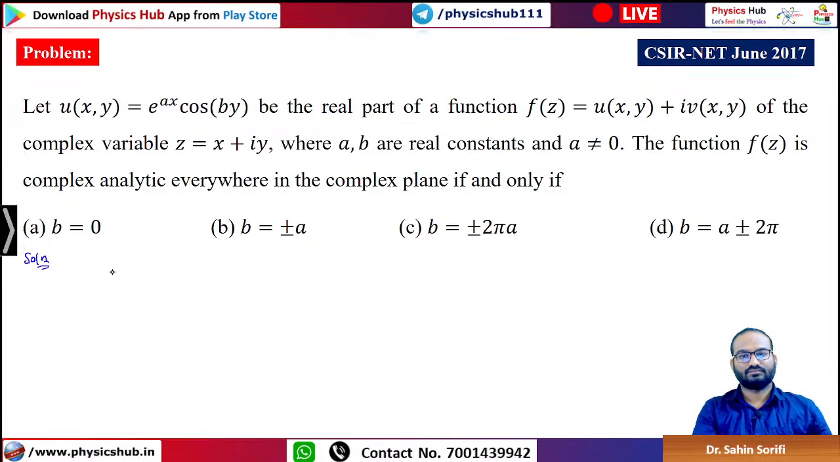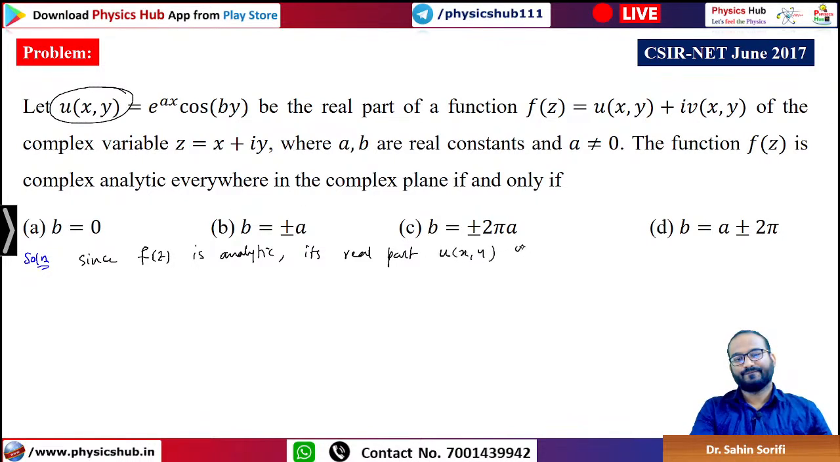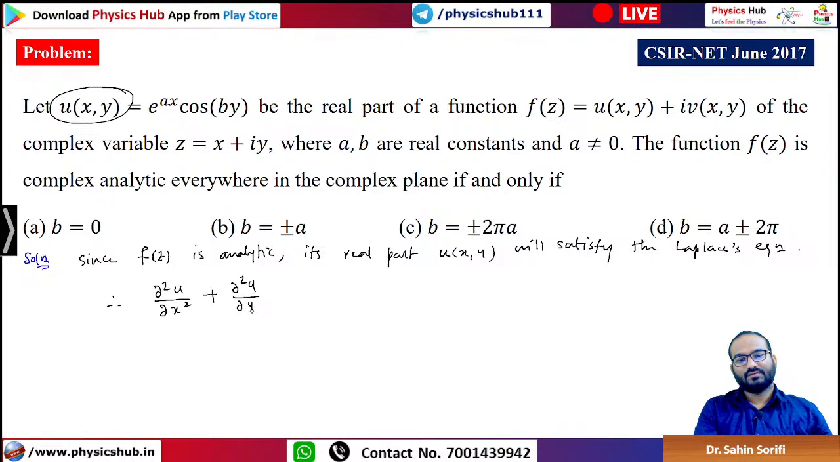Since f of z is analytic, its real part, because the real part is given, u of x y will satisfy the Laplace's equation. Therefore, del square u by del x square plus del square u by del y square equals 0. Can you write it?